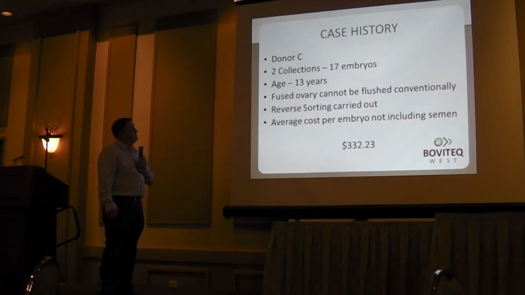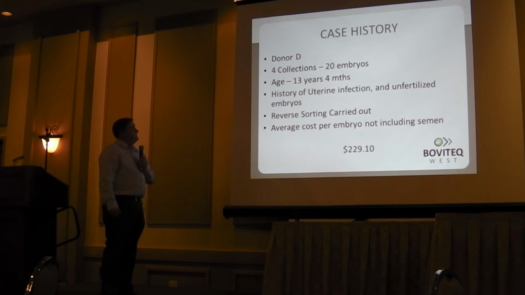Then we move on to two of our geriatric girls, two older cows. Donor C did 2 collections and produced 17 embryos. The age of the cow was 13 years. She had a fused ovary and so could not be flushed conventionally. Within this price, reverse sorting of semen was carried out, so all the embryos were sexed. The average cost per embryo, not including semen, was $332.23.